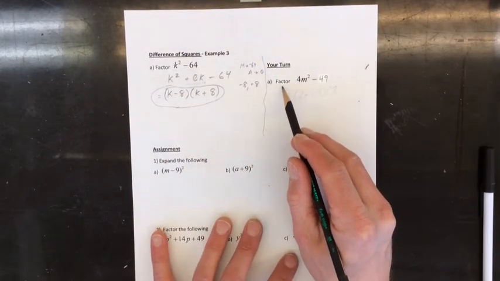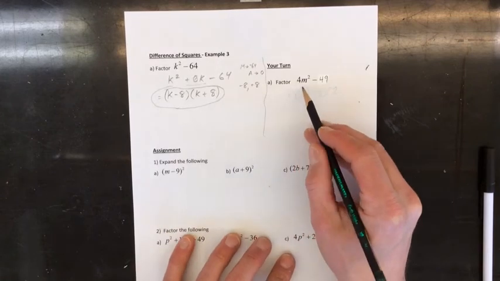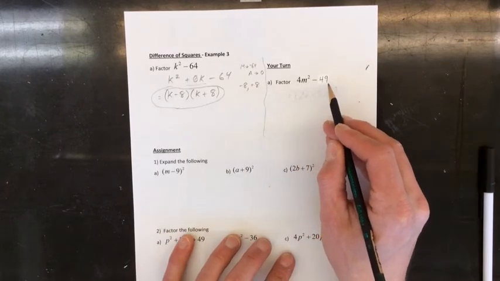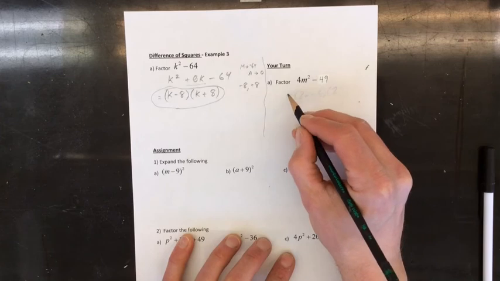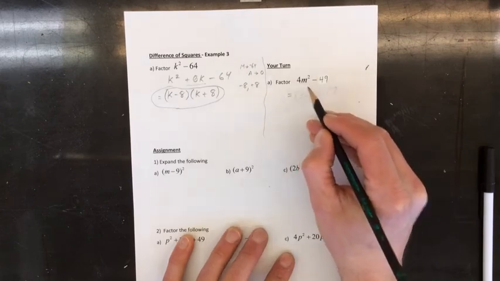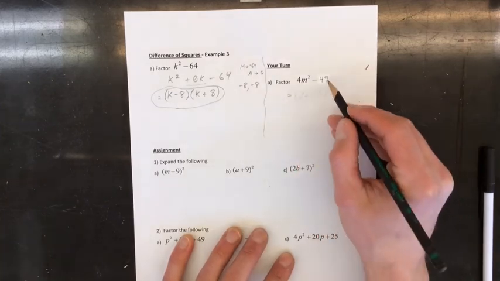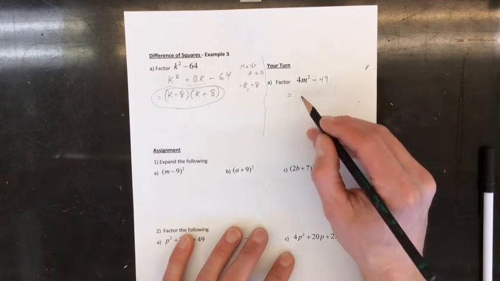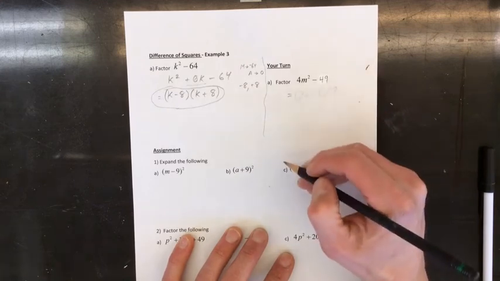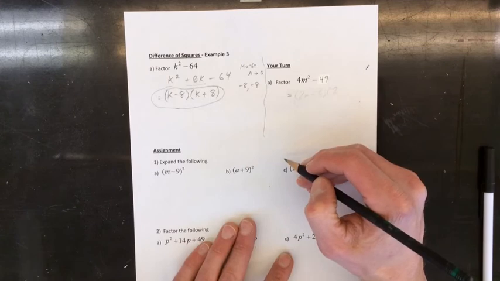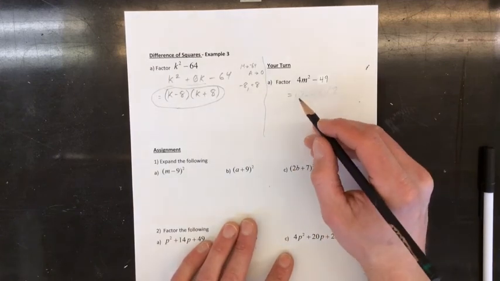Now you try your turn A, where we factor 4m squared minus 49. Now remember, something squared minus something else squared will give us our factors in the binomial. You try it, pause the video, and I'll write down the answer here so you can check.